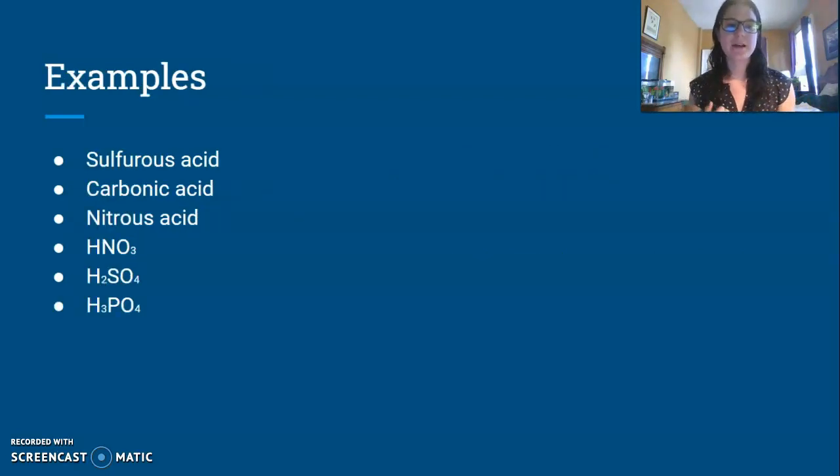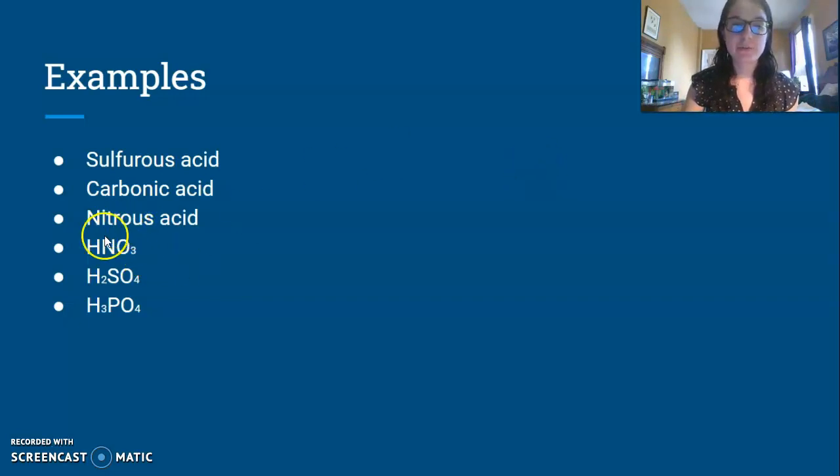So here we have some examples. For the first couple, I'm giving you the name. So ous came from ite. So that's going to be H with a sulfite ion. Ic comes from ate. So that's going to be H with a carbonate ion. Again, ous comes from ite. So that's going to be nitrite and H.